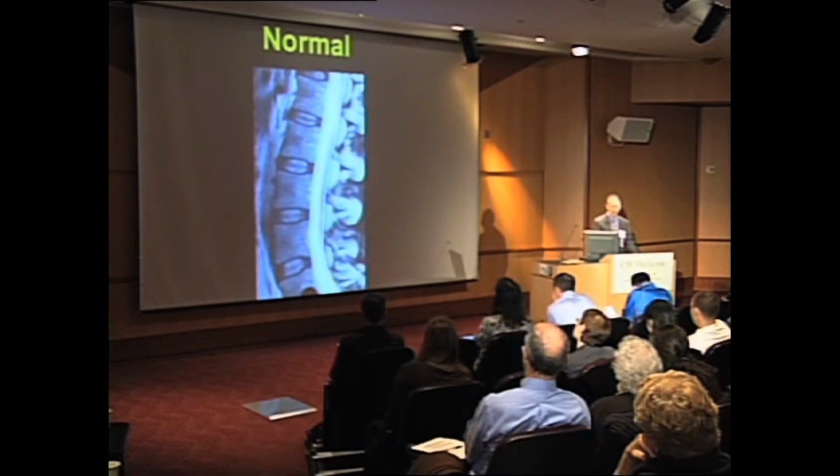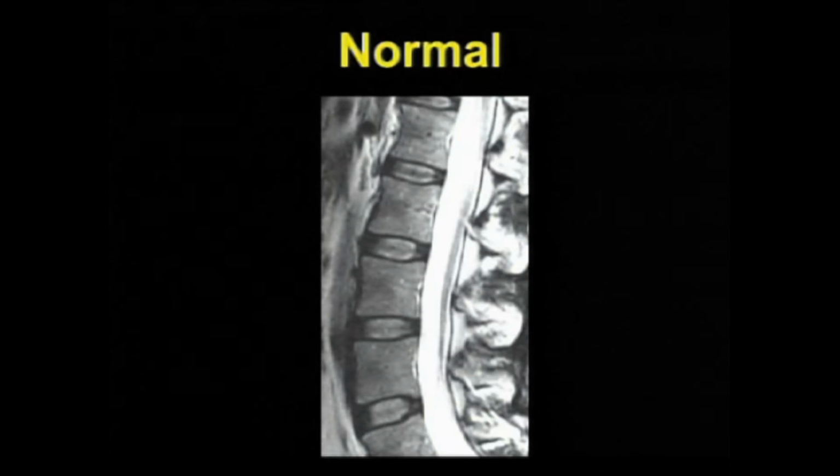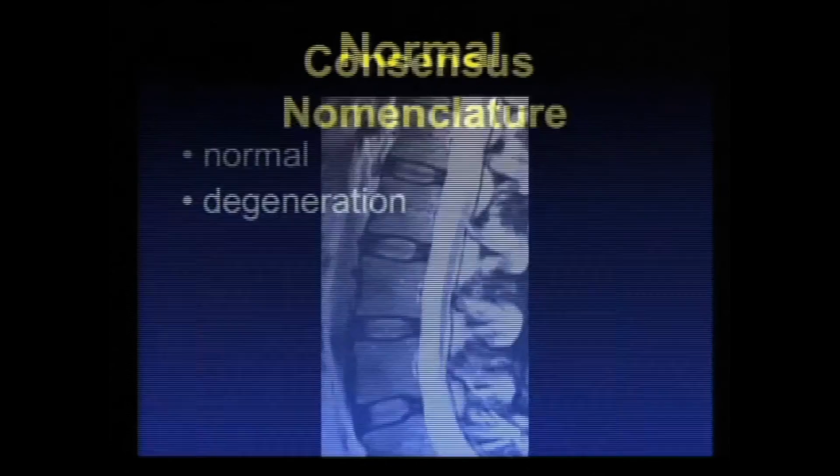Another example, nice, relatively young looking spine, well hydrated disc, the heights are maintained. Again, at several of these discs, you see this central dark band, which is normal.